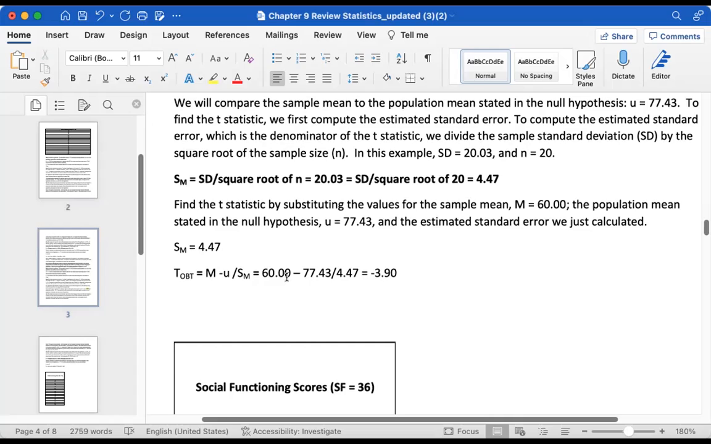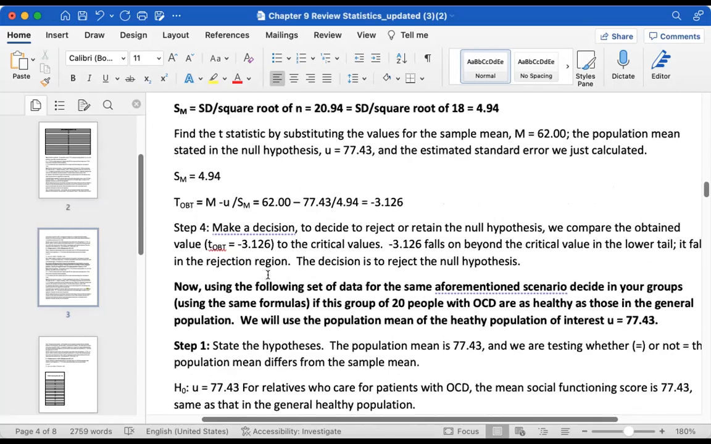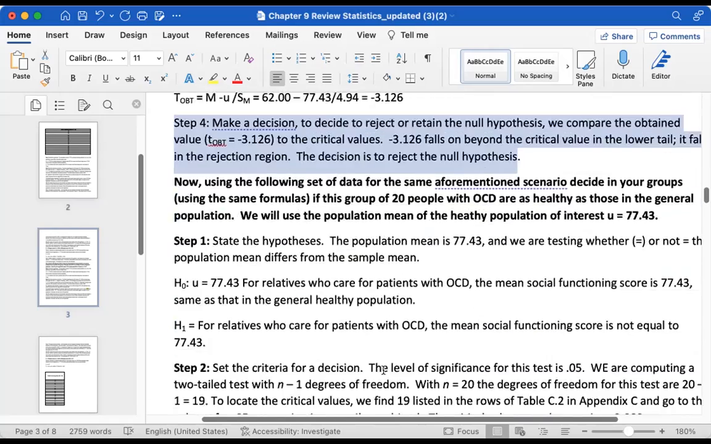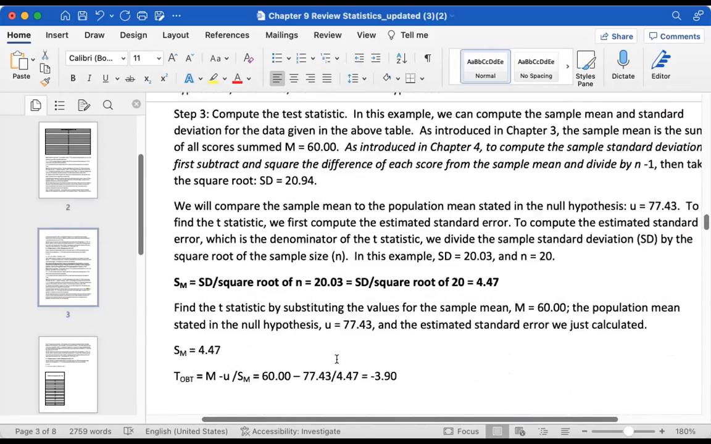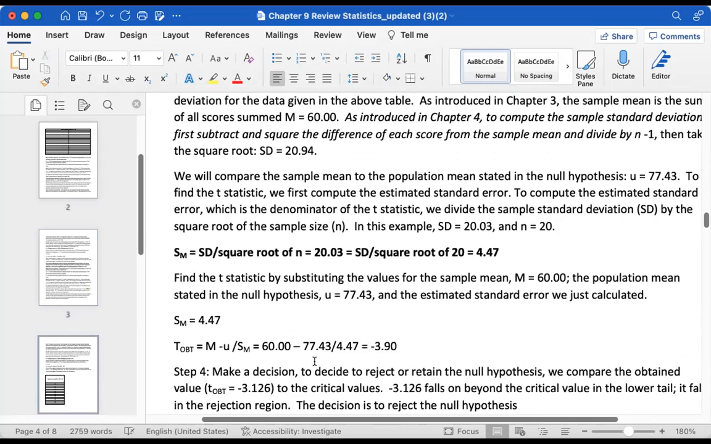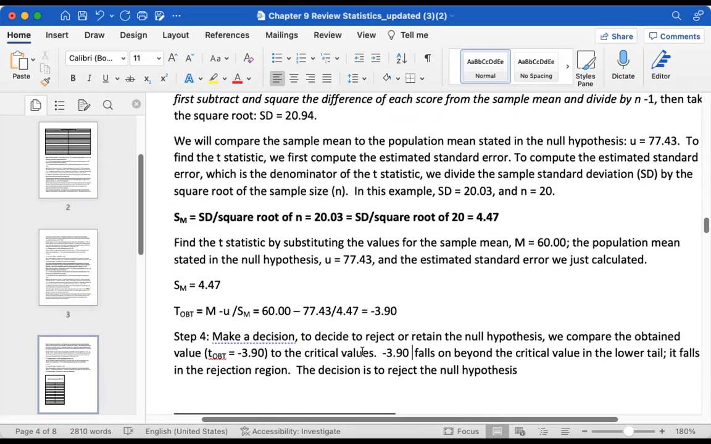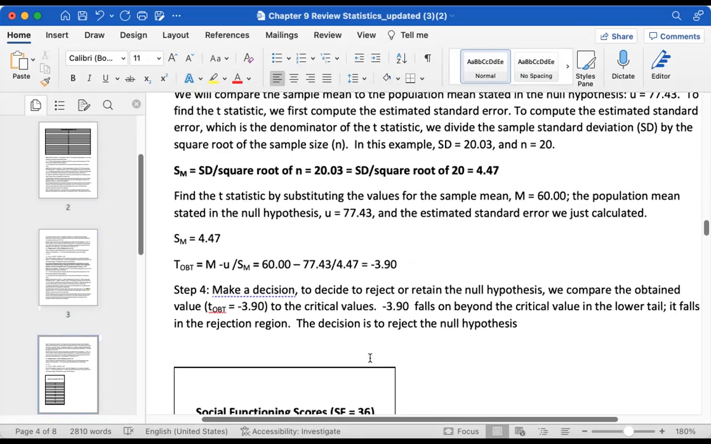So step 4 was literally we just make a decision. All we have to do is take this information, and it would be roughly the same. T is equal to negative 3.90, which falls beyond the critical value, and that's still in the lower tail. The decision is to reject the null hypothesis. Bam.